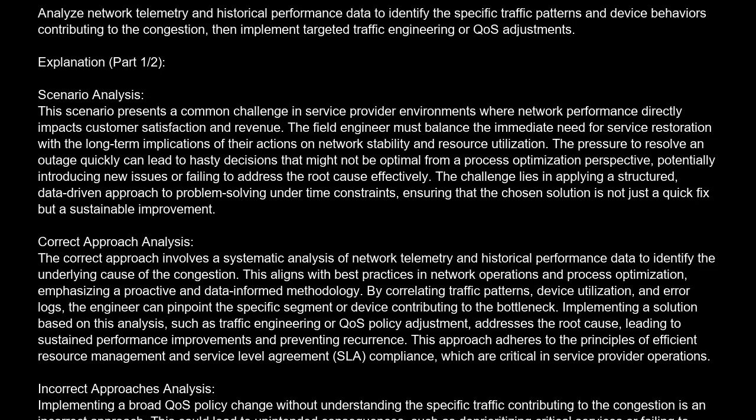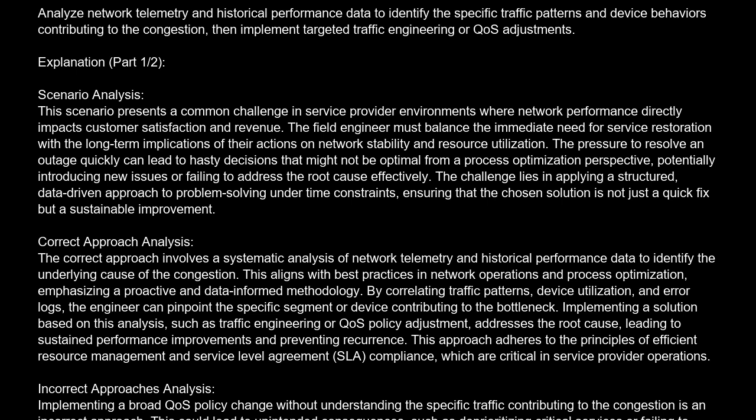The correct answer is B. Analyze network telemetry and historical performance data to identify the specific traffic patterns and device behaviors contributing to the congestion, then implement targeted traffic engineering or CoS adjustments.